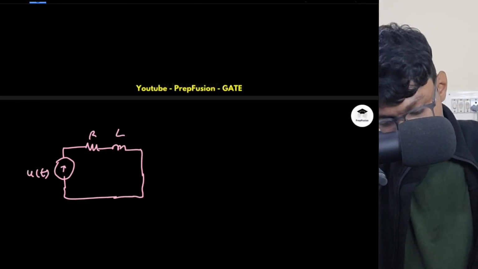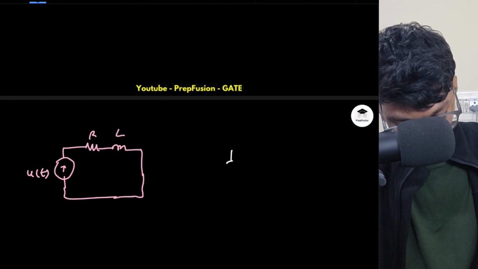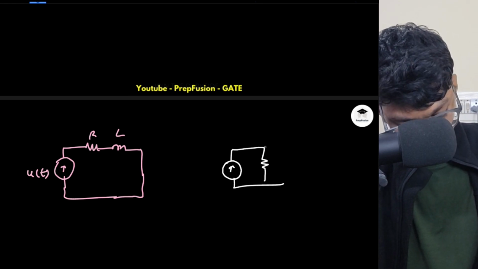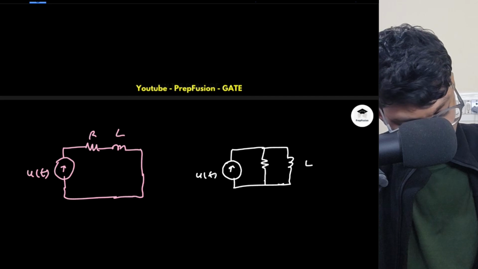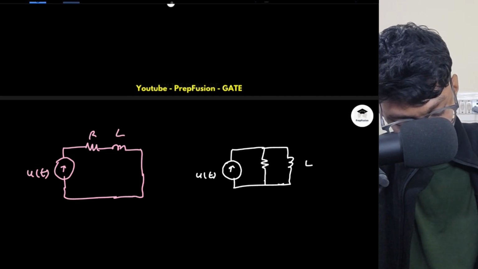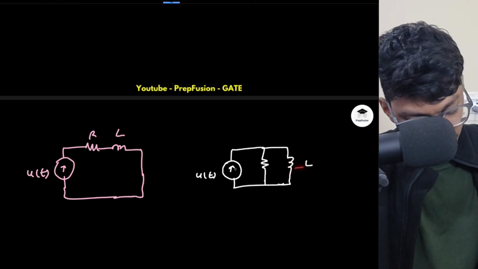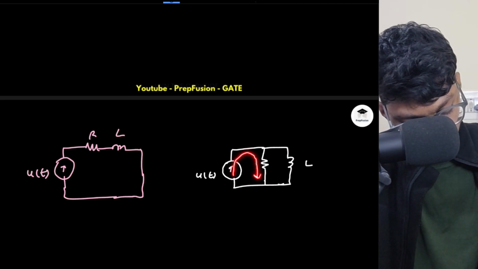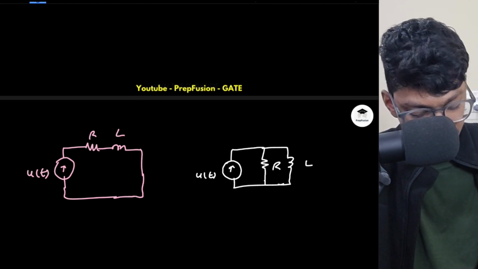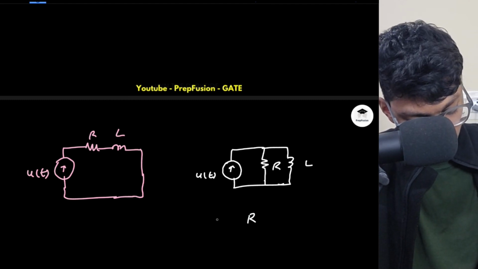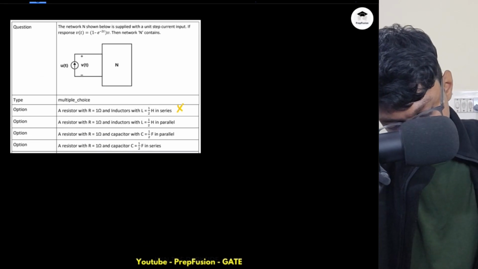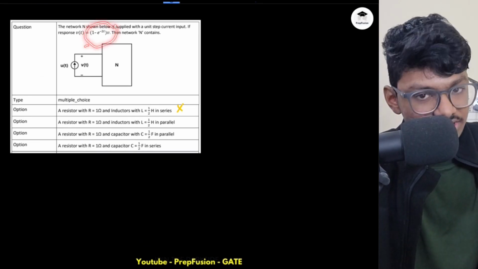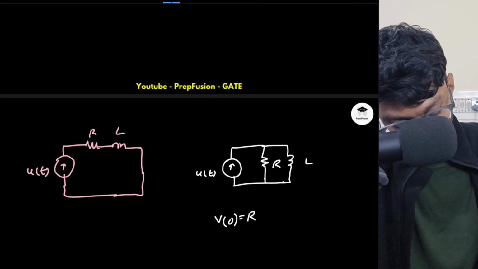Let's check the other option. That is the RL parallel circuit, so here I have a resistor. Now this one will be different. Initially the inductor doesn't have any current, so it will behave as an open circuit. If it behaves as an open circuit, all the current flows through the resistor, so the initial drop at V of 0 will be simply R. But what is the case here? If I put t equal to 0, my voltage is 0. So this circuit is also eliminated.